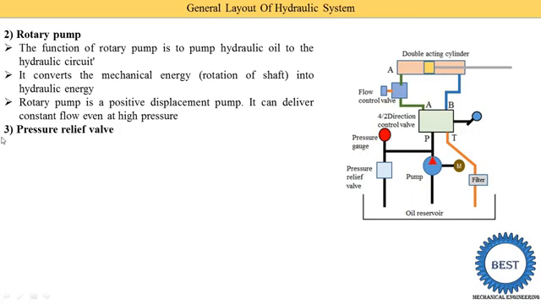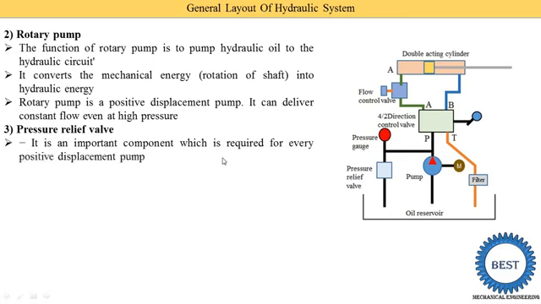Third component is the pressure relief valve. If you understand the meaning of the word, relief means reducing some work. It is called relief. Here the word relief is used with pressure. So the pressure relief valve is used to reduce the pressure of the oil. It is an important component which is required for every positive displacement pump. Here you see that the pressure relief valve is attached to the outlet of the pump.